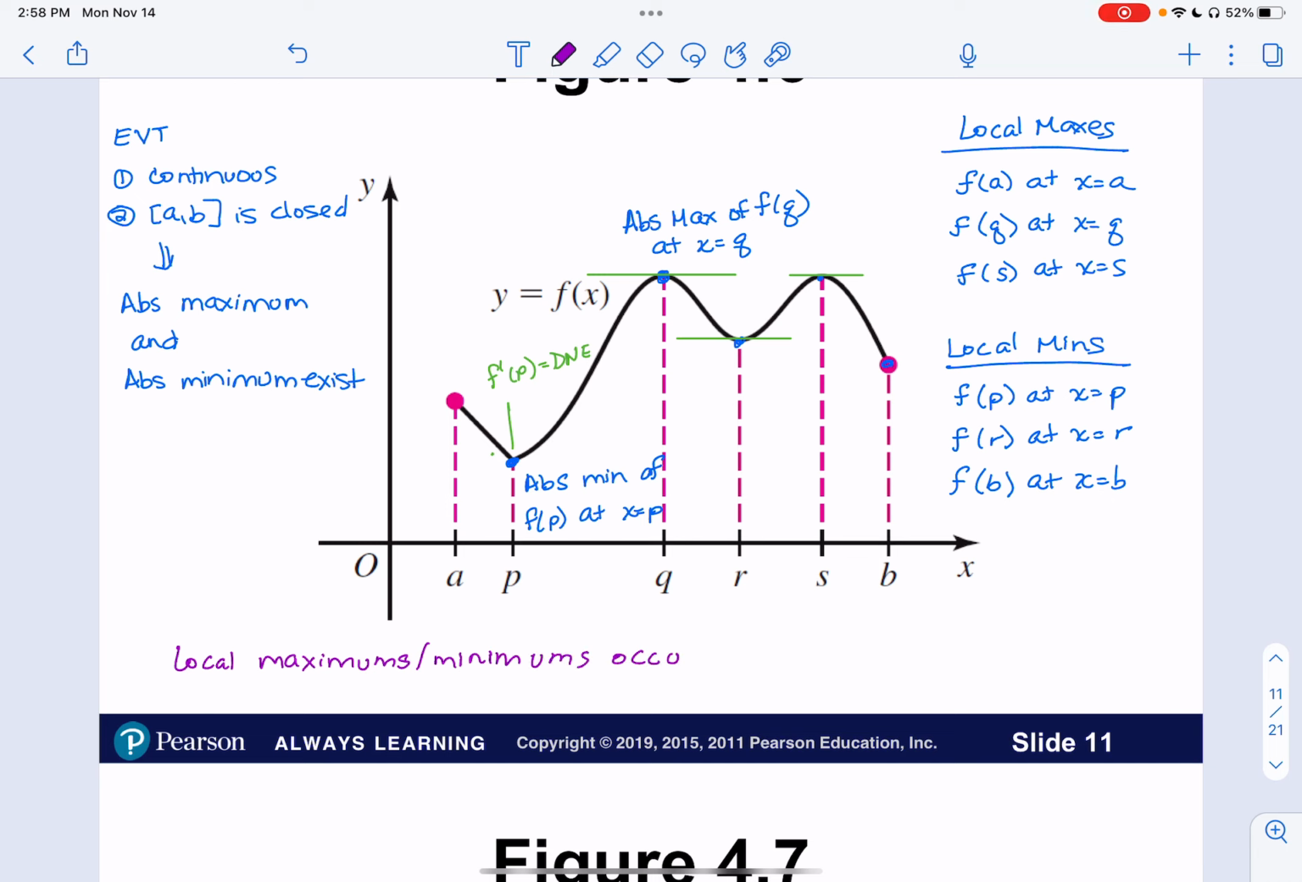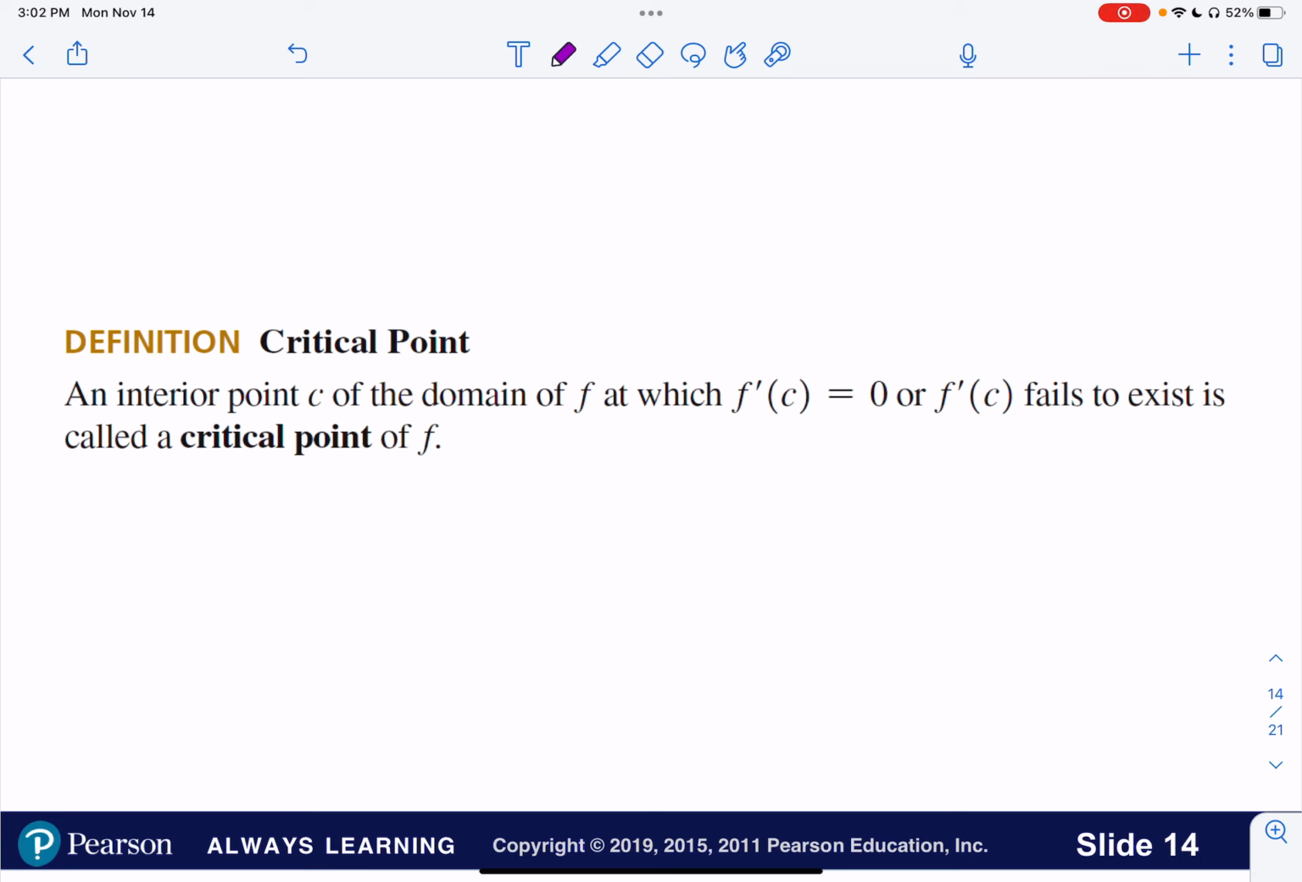We can use this information to define what we call a critical point. One of them is called a stationary point sometimes, which you'll see, but we're just going to call them critical points right now. An interior point c of the domain of f at which f prime of c equals 0 or f prime fails to exist is called a critical point of f. These are points where we want to keep an eye out for what's happening, okay?